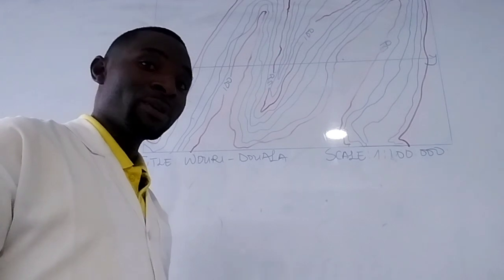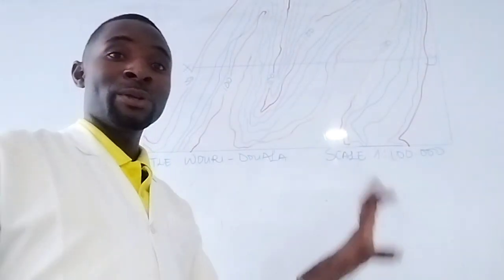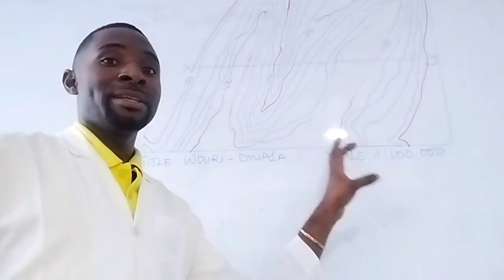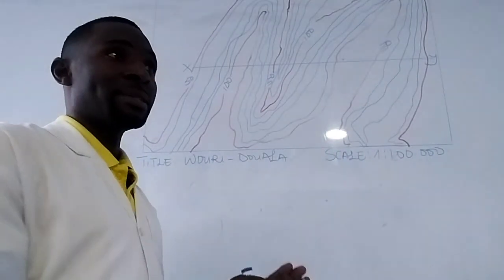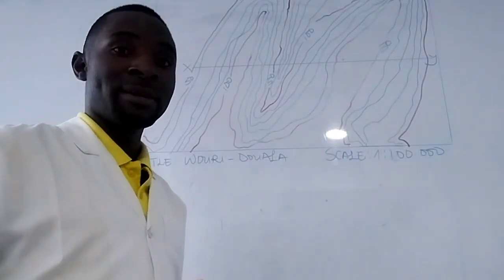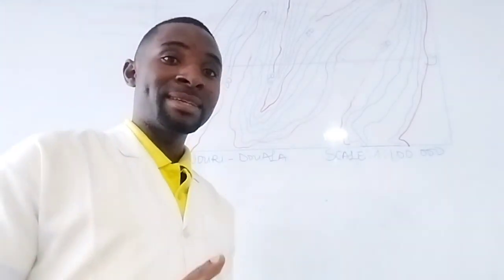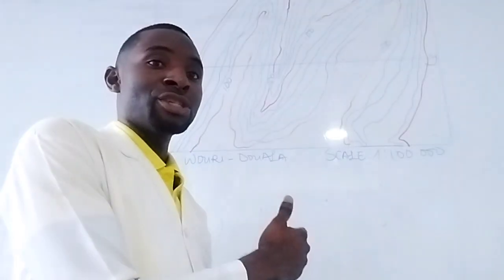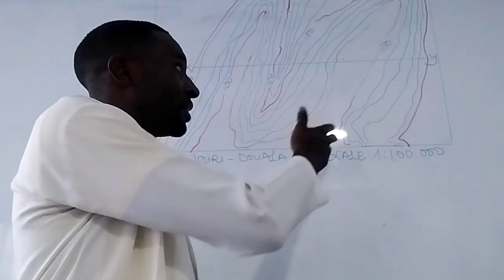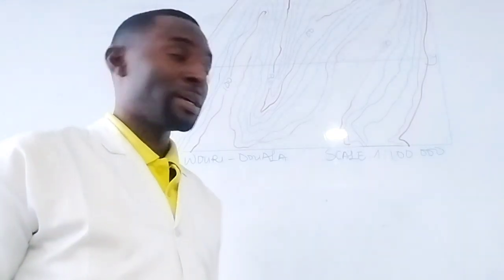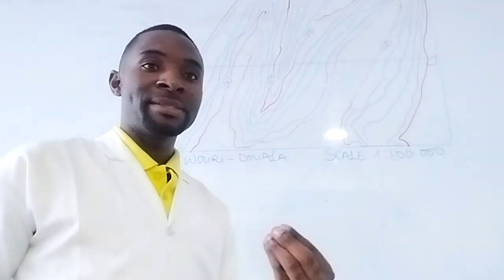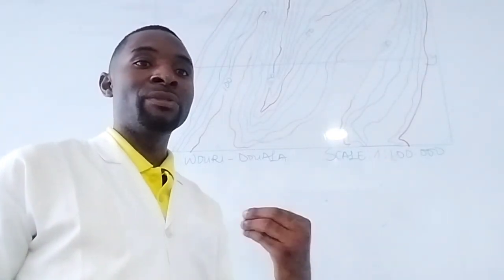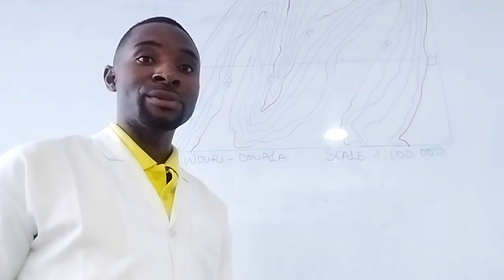Please, guys, this is just a demo class, and therefore it does not mean that what we are having here is actually the relief of Uri. So you permit me to use this as a demo class for others to understand how to draw a cross section when they have contours as such. Now, talking about contours, there are certain aspects that you need to have in the background before you know how to draw a cross section.